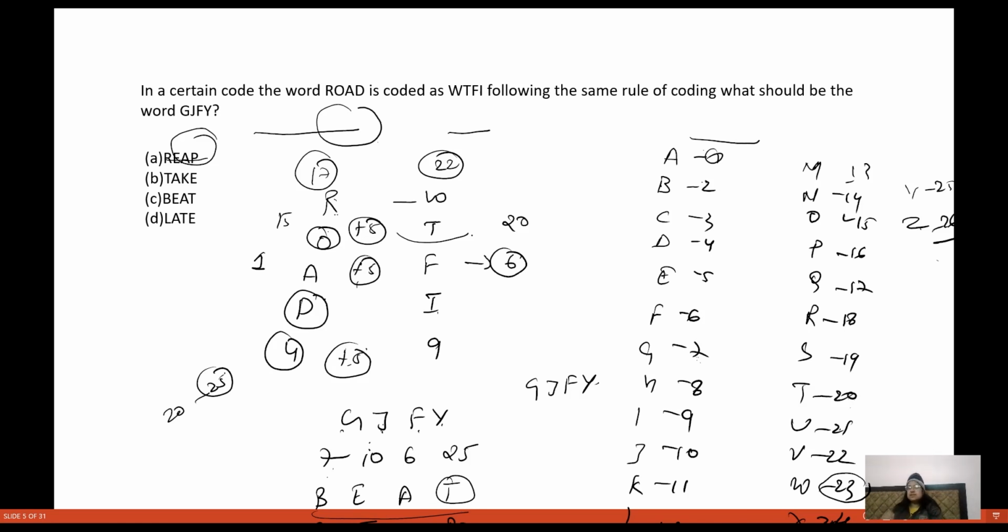If you are able to remember which alphabet corresponds to which number, that can be done very quickly. So I hope you understand this.